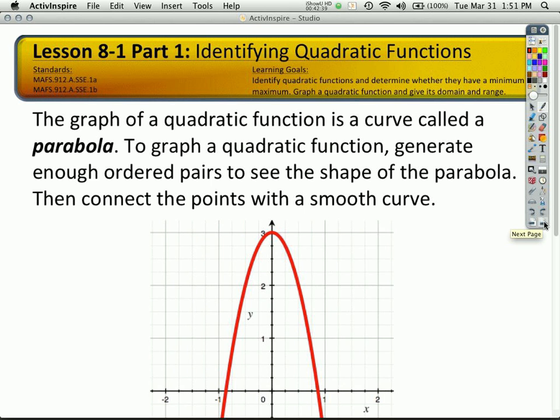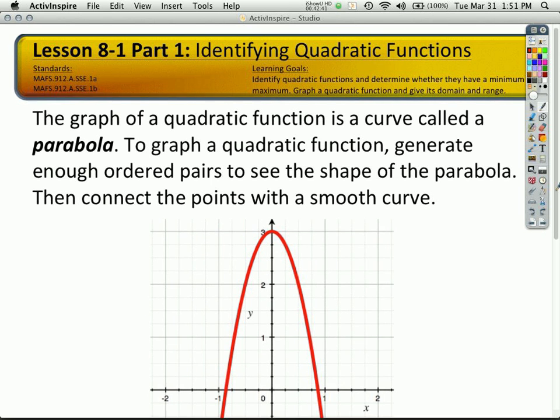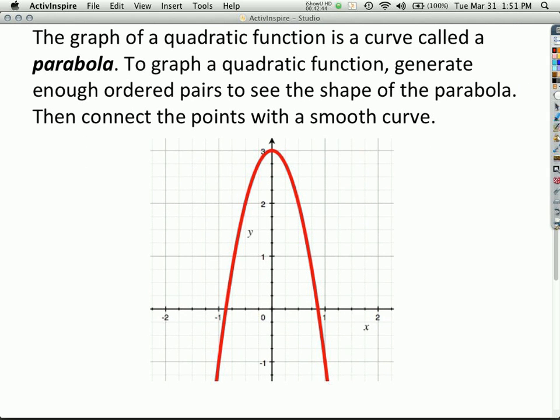So the graph of a quadratic is a curve called a parabola. That is the term that you're going to need to know. So you're going to have to be able to say that out loud to teammates, to me, to whatever. The curve of a quadratic is called a parabola. But when you draw one, you have to be careful. You have to generate enough ordered pairs so that you can actually see the parabola.